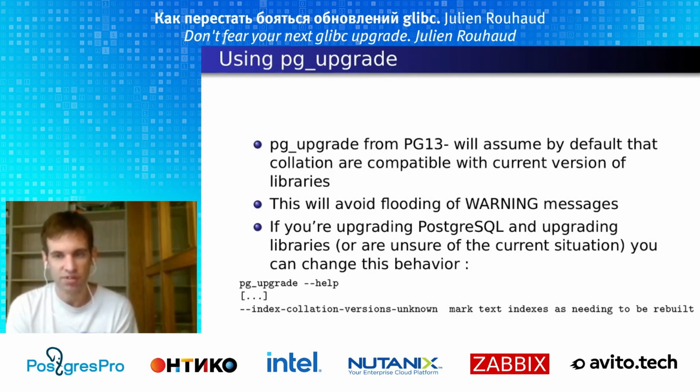You have an option if you want the opposite behavior, which is to assume that all indexes relying on a collation are or may be corrupted. If you want that behavior, you need to use --index-collation-versions-unknown. It's a bit of a verbose option. So you can use that option with pg_upgrade if you want, and you will get the opposite behavior.